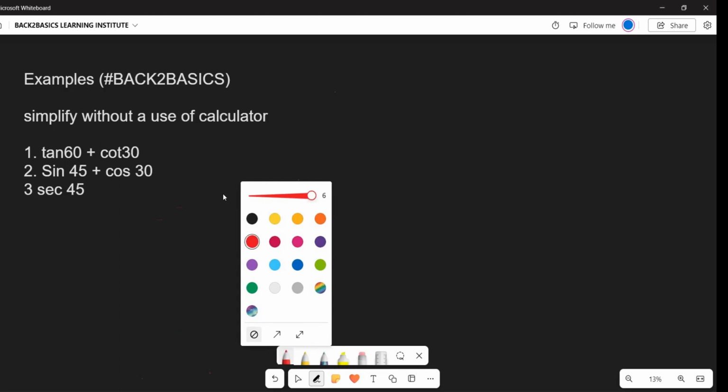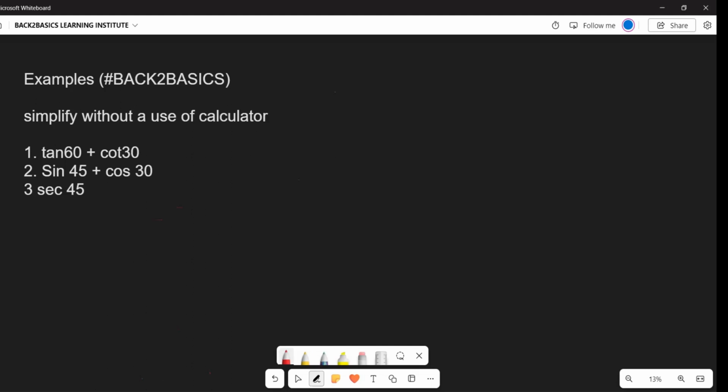Greetings, everybody. What we are going to be looking at now are different examples where you need to calculate, without the use of a calculator, the value of certain ratios. These ones particularly involve the reciprocals. So now let's look at number one.